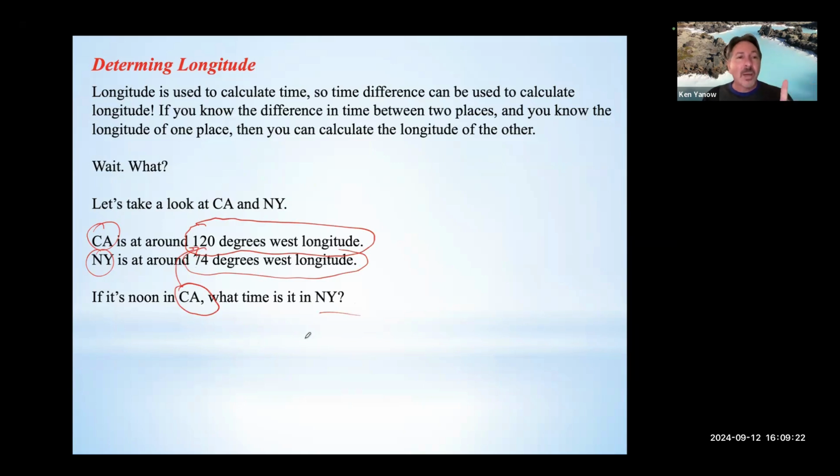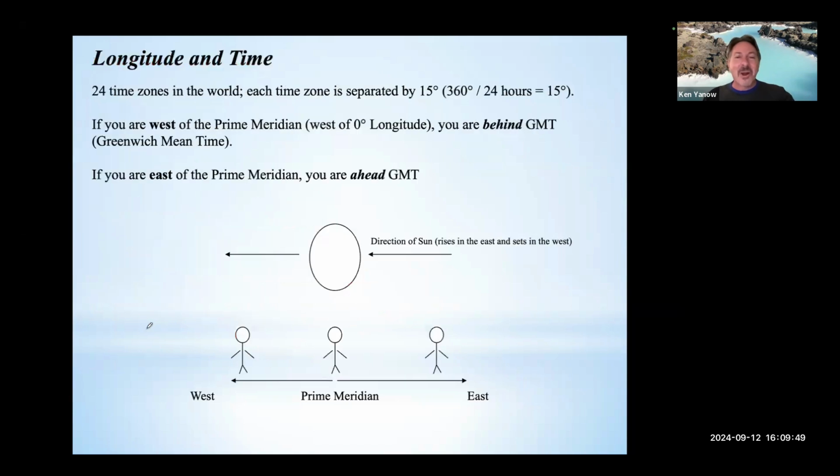That's my first question. I'm going to give you the answer, and then we'll figure out how we got the answer. The time difference between California and New York is 3 hours. So if it's noon in California, then it's going to be about 3 p.m. in New York. There's a 3-hour difference. The question is, why? How do we know this? So let's answer that question. Let's take a look here.